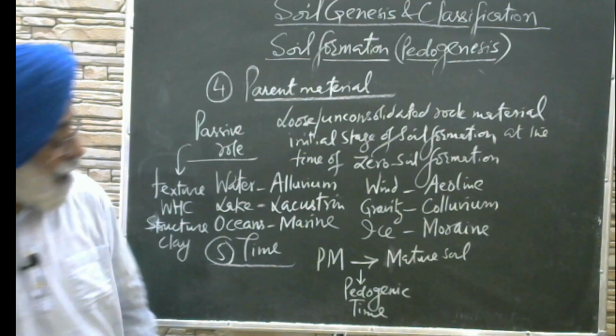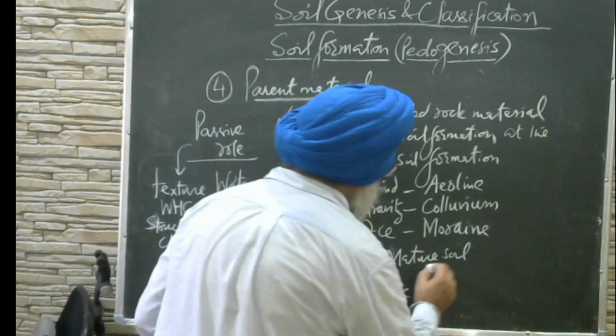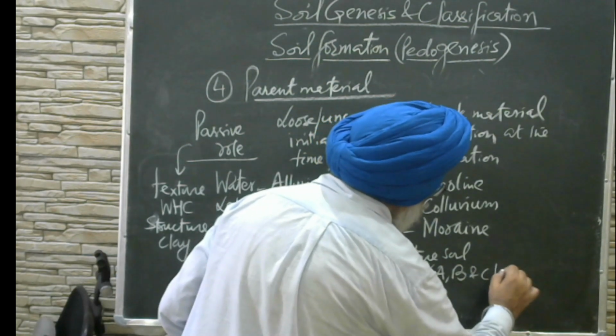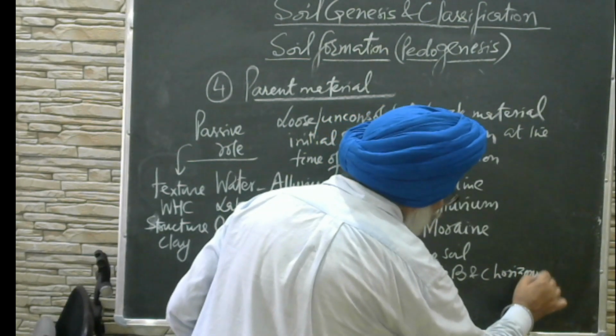When I say mature soil, that means it should have at least A, B and C horizons. Only then will it be a mature soil.